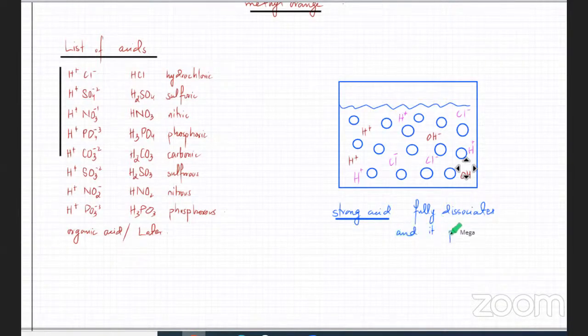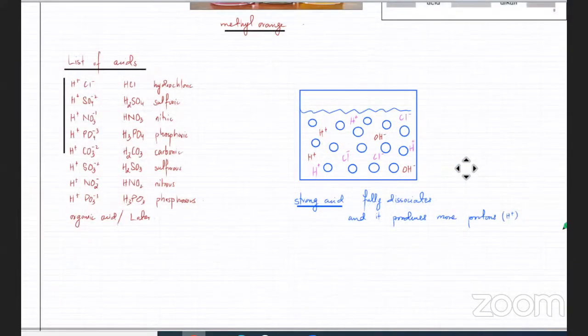So it produces more protons, which are H+1 ions, right? So is this idea clear? Yes. So similarly, there's another acid which is a weak acid. So what a weak acid will do is, for example, all of these are relatively strong acids. There's carbonic acid, which tends to be actually a very weak acid.